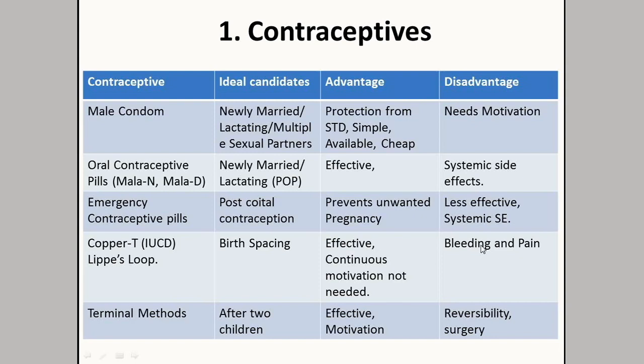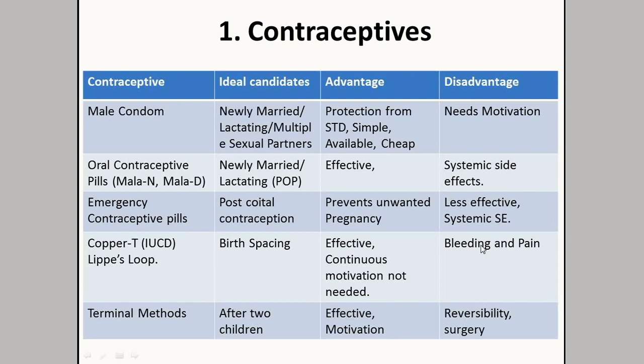So male condom, here I have not mentioned female condom or diaphragm or cervical cap, etc. It is ideal for newly married, lactating and multiple sexual partners. And the advantage is protection from STDs. It is simple, available and cheap. It needs motivation during sex, which is not needed in the other forms of contraceptives.